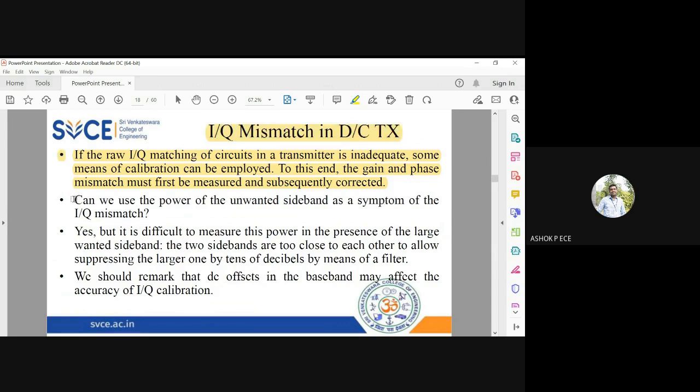So what if we have an unwanted sideband, can we use that power? How can you use that? Yes, but it is difficult to measure the power in the presence of the largest wanted sideband. So you have a sideband, and you have to understand which sideband is required and which sideband is not required. If you want to suppress that sideband, you have to think whether you can use that power usefully or not. But they say it can be done, but it's very difficult to estimate the power and use the sideband effectively.